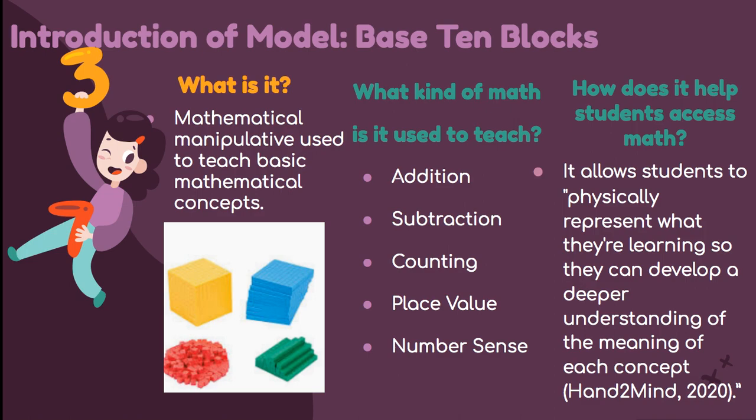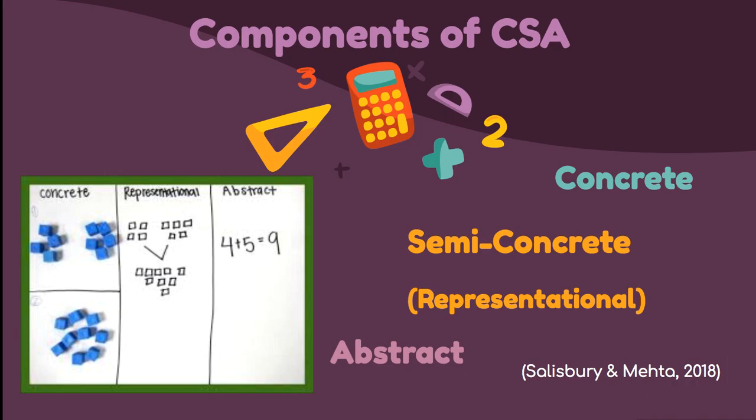How does it help students access math? It allows students to physically represent what they're learning so they can develop a deeper understanding of the meaning of each concept. The components of CSA are represented as concrete, semi-concrete, which is also called representational, and abstract. You can see in the image a concrete example is the physical units that represent ones. The representational is a drawing of a cube that represents the ones, and abstract is a written problem.